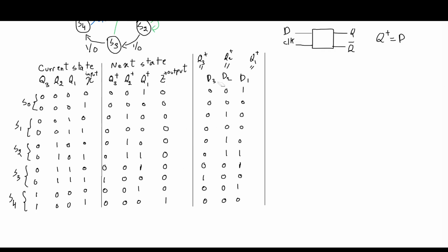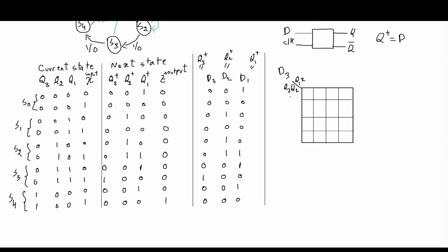Next we're going to use K-maps to get the Boolean expressions of D3, D2, and D1 as a function of Q3, Q2, Q1, and X. First let's start with D3. Since we want it as a function of Q3, Q2, Q1, and X, we need a 4-variable K-map. On this side, let's list Q3, Q2, and on this side, let's list Q1 and input X. This will have 4 columns and 4 rows.